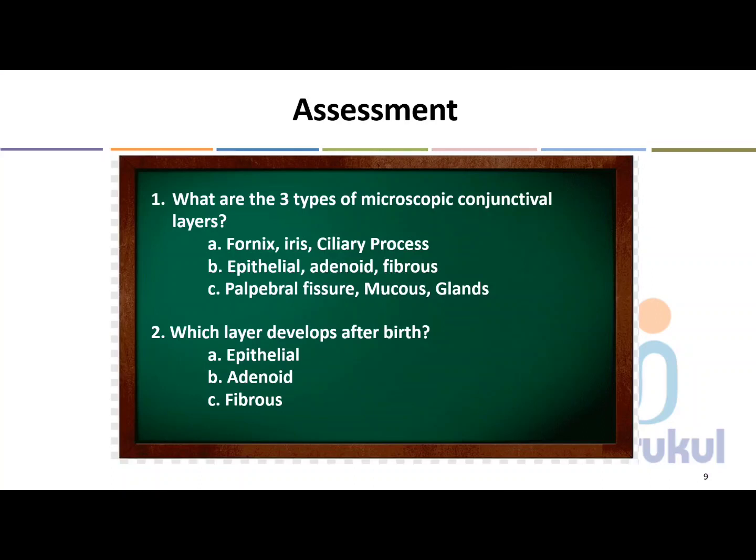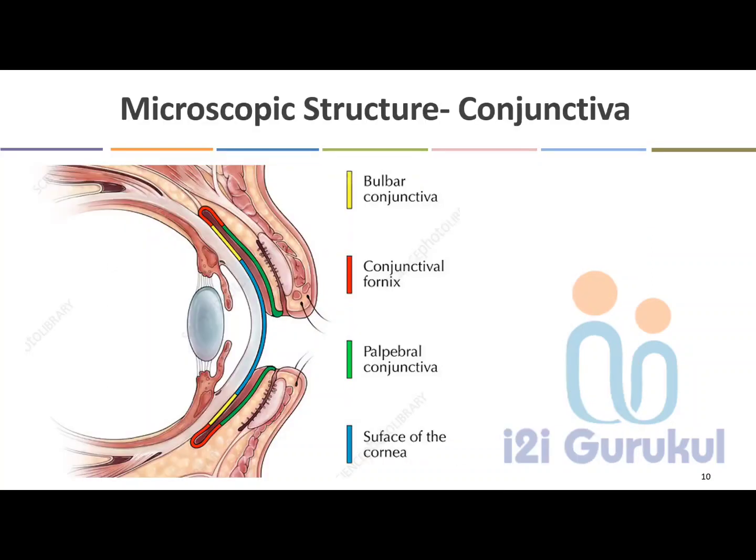So we'll move towards the next point, that is the regional structure of the conjunctiva. The conjunctiva will show you these three parts, namely palpebral, bulbar and the fornix. The palpebral conjunctiva has three parts, marginal, tarsal and orbital. Bulbar conjunctiva has two parts, scleral as well as limbal, and the fornix has four parts, superior, inferior, lateral and medial. These are the four parts of the fornix.